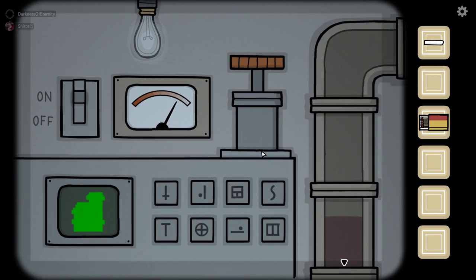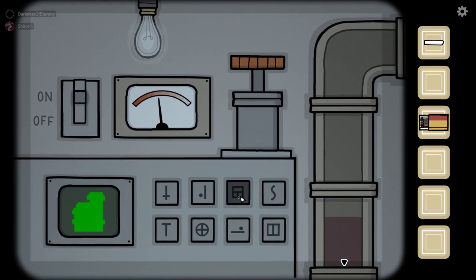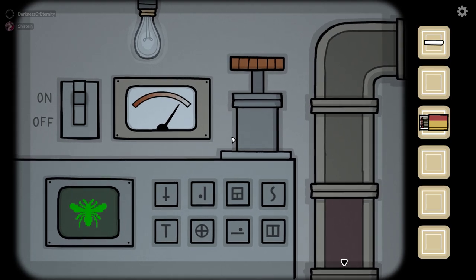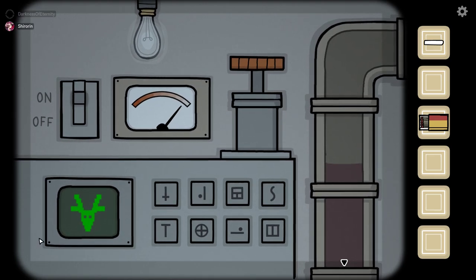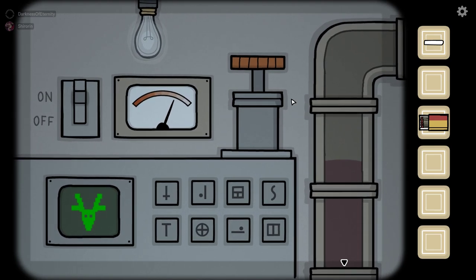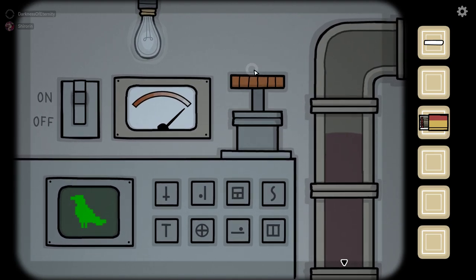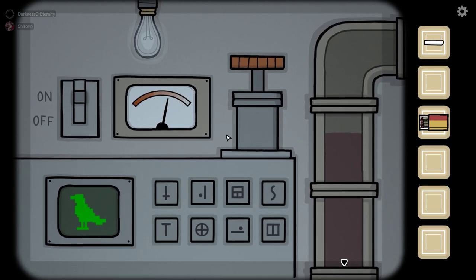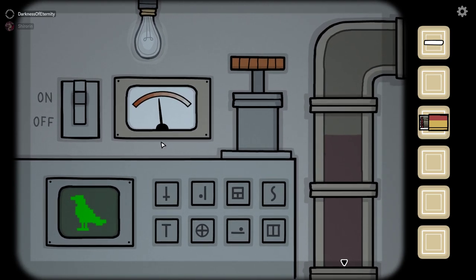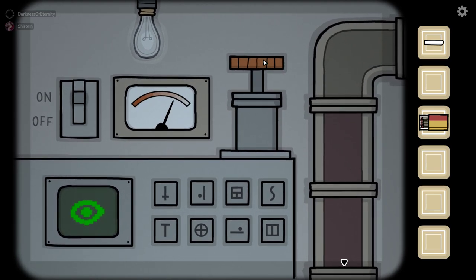House. Window with T in it. Line with a dot on the left. Moose. T. I don't know, crow? Bird? Line with a dot on top. I.